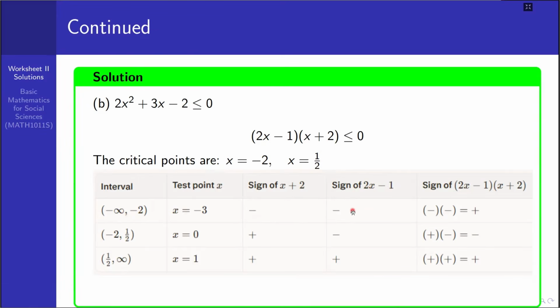Within negative infinity to -2, both are negative, so that negative times negative will be positive. Similarly, within the interval from -2 to positive 1 over 2, the first, x plus 2, is positive but 2x minus 1 is negative, so that positive times negative is negative. The last one, from 1 over 2 to positive infinity, both are positive, so that positive times positive is positive.